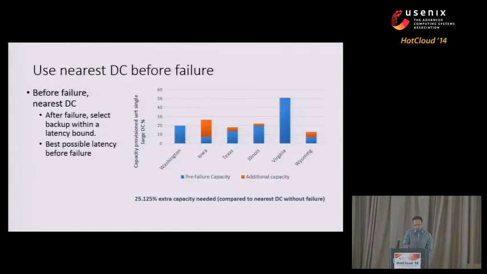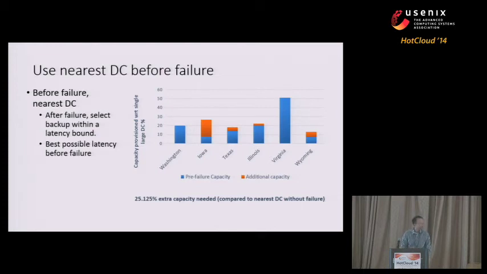Another variation, this is not in the paper, but one can ask the question that, hey, before failure, I just want to map everything to the nearest data center. I don't want any hit on latency. But after a failure, I'm okay to tolerate some latency hit. And after failure, I'll pretend I do the same thing as I was doing before with the optimization, that there's a latency constraint. But before failure, we do what's the lowest latency any allocation can achieve.